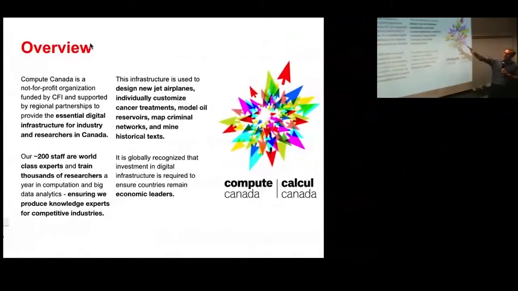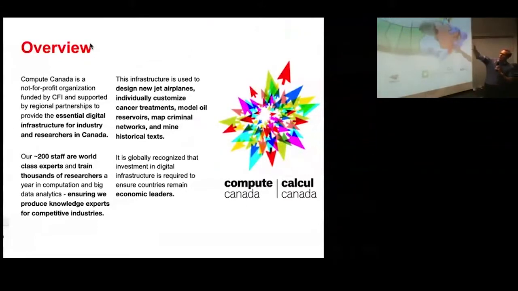So what sorts of things are we involved in? Well, if you look in the top right corner of this slide, you can see we're involved in designing new jet planes, customizing cancer treatments, modeling oil reservoirs, and some new work that's really interesting in terms of mapping criminal networks. We also mine historical texts. So basically, if there's any research that you're doing, Compute Canada probably has a role it can play, and I'll provide some initial steps that you can use to get involved in just a moment.